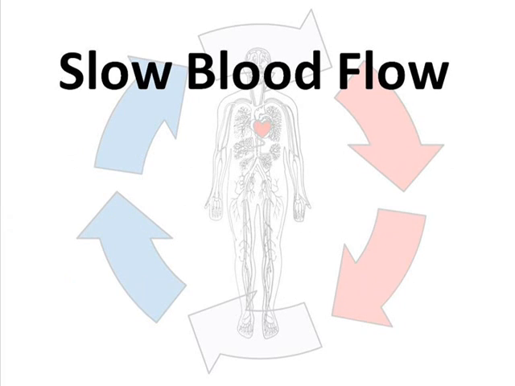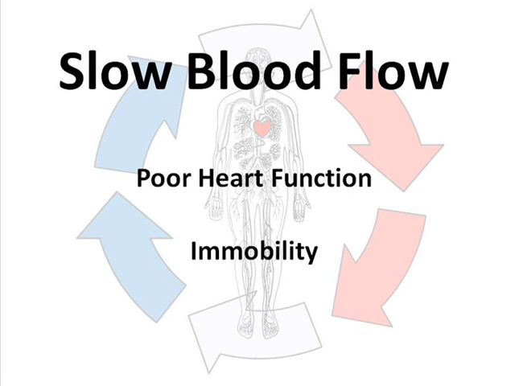Slow blood flow may be due to poor heart function, as might occur with a condition like congestive heart failure. Stasis may also be the result of immobility due to things like hospitalization, bed rest during pregnancy, extended air travel, paralysis, or sedentary lifestyle. And finally, slow blood flow may be the result of conditions that increase the blood's viscosity, its thickness, its resistance to flow.